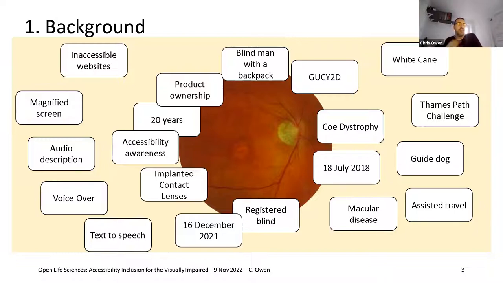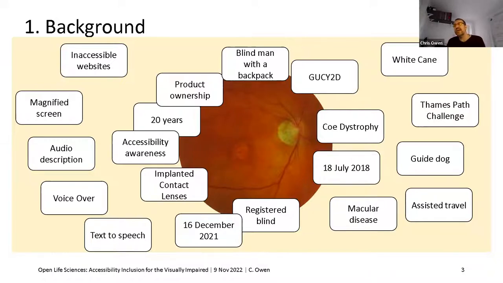So from a background, as I said, I have a macular disease, and I was diagnosed in 2018 with a degenerative condition called cone dystrophy. It's a genetic condition, and the gene is something called GUCY2D. I was diagnosed in 2018, and in 2020 I stopped driving. In the middle of last year, 2021, I was registered as sight impaired. And then in December of last year, I was registered as severely sight impaired.